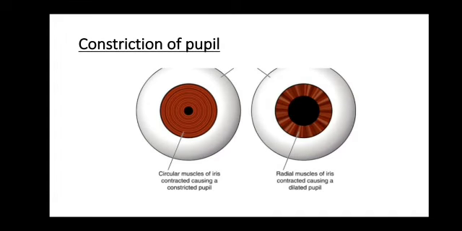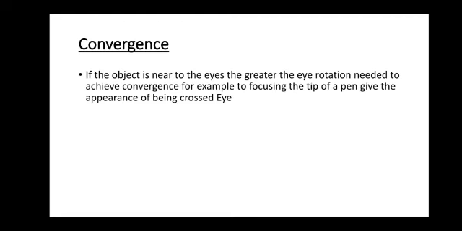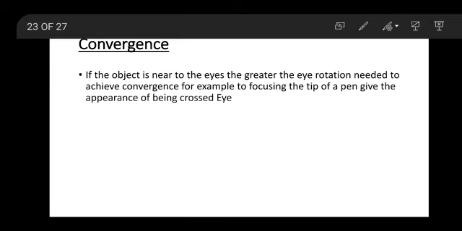First is constriction of the pupil. I have already told you about this. Next is convergence. What is the meaning of convergence? If the object is near to the eye, the greater the eye rotation needed to achieve convergence. For example, focusing on the tip of a pen gives the appearance of being cross-eyed. So what does convergence mean?